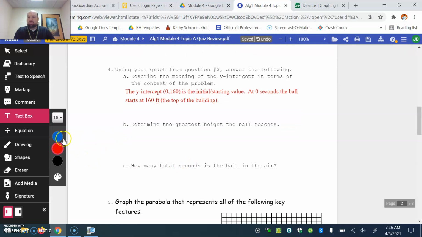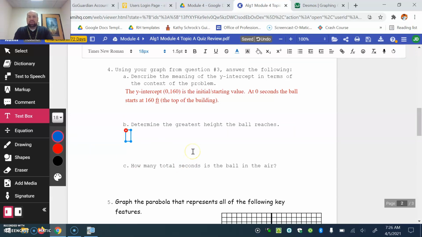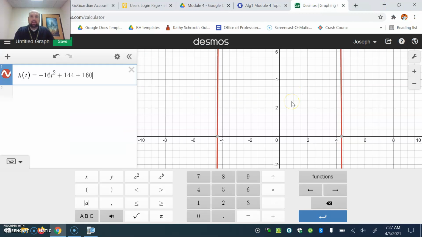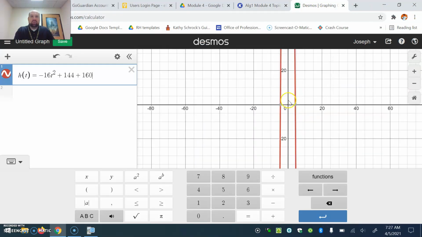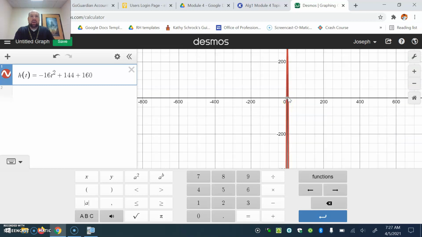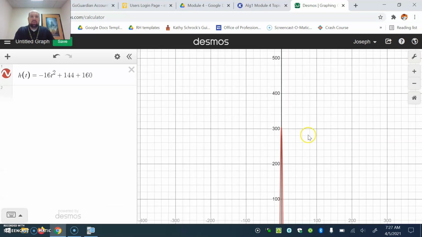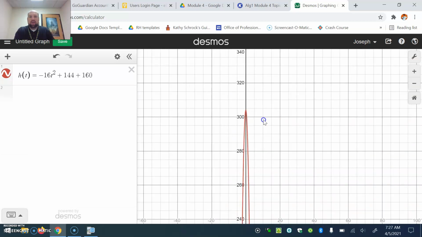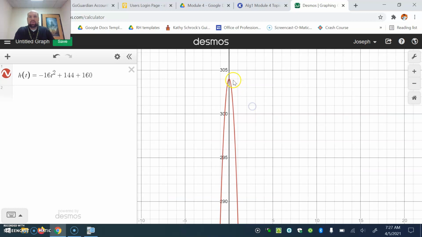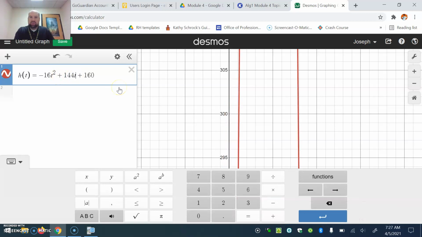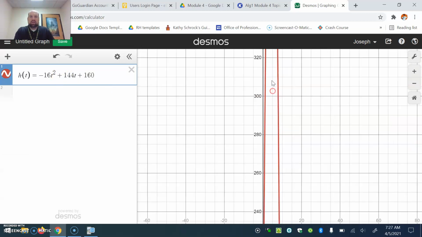Okay, next, B, determine the greatest height the ball reaches. So if you look at your graph and you find that max point, actually I used my Desmos app. So now to do this, I had to zoom way out to be able to see that point. And then I zoomed way back in. All right. And, oh, you know what? I think I messed something up with this. Yeah, that's not right. Oh, should be a T there. That's why. Oh, there we go. That makes more sense.